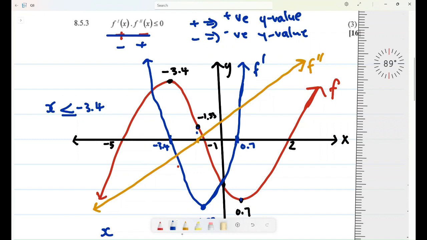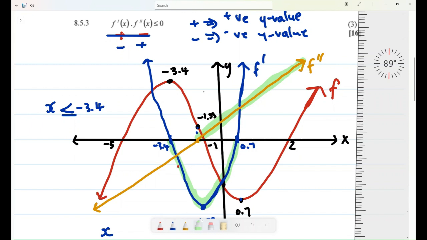Why is my f prime negative? My f prime is negative where? It is negative here. Can you see that? But where is my second derivative? My second derivative is positive from this point going there. Okay? Yes. So now I want where they are simultaneously negative and positive respectively.